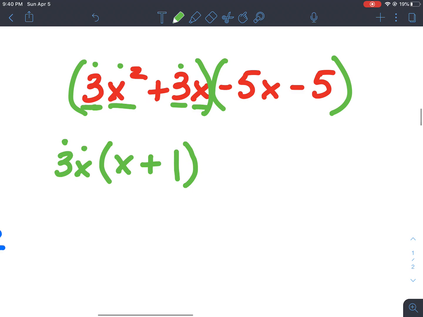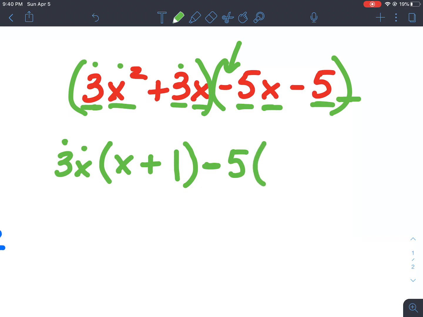Now we go over here to this side. One thing that stands out to me right away is this negative. We don't want that negative out in front, so I have to factor out a negative. Then, when I look at the numbers, 5 and 5, I can obviously take a 5 out of each. This first term has an x, the second one does not, so I can't take an x out of anything.